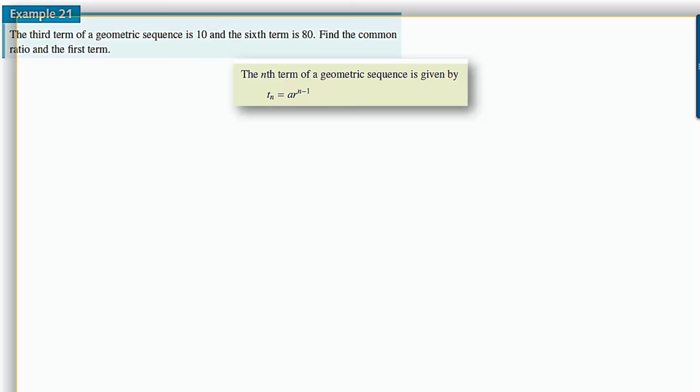Formula. This is an example of a simultaneous equation. Just write down what you have. This is the third term, 10th term, or 6th term, sorry. Two equations, simultaneous. It's a bit different just because you don't have addition, subtraction. You have times. I'd use the elimination method. You can use substitution if you want, but I like elimination. It's quicker. Find the common ratio.